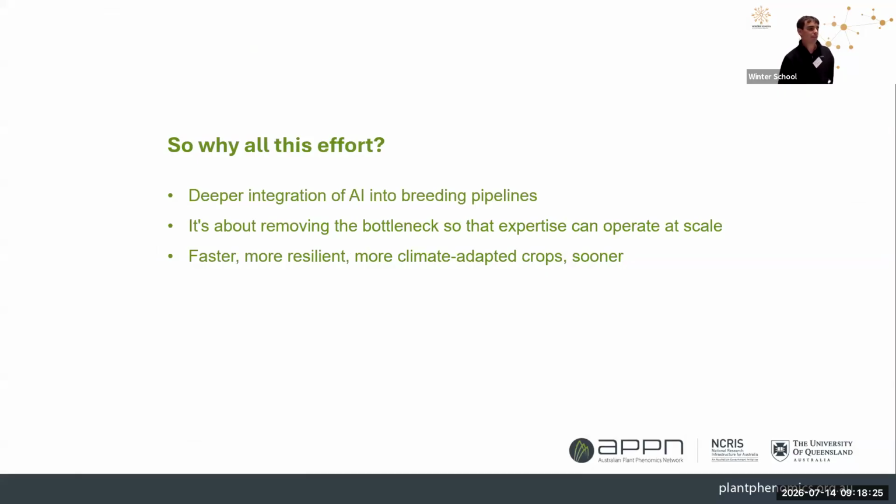So why do we go to all of this effort? We really are developing data sets that provide information to researchers who can use that to make decisions. We want to have deeper integration of AI into breeding pipelines. It's also about removing the bottlenecks so that we can really operate at scale. The whole idea of this is about building more resilient crops that are adapted to changing environments.